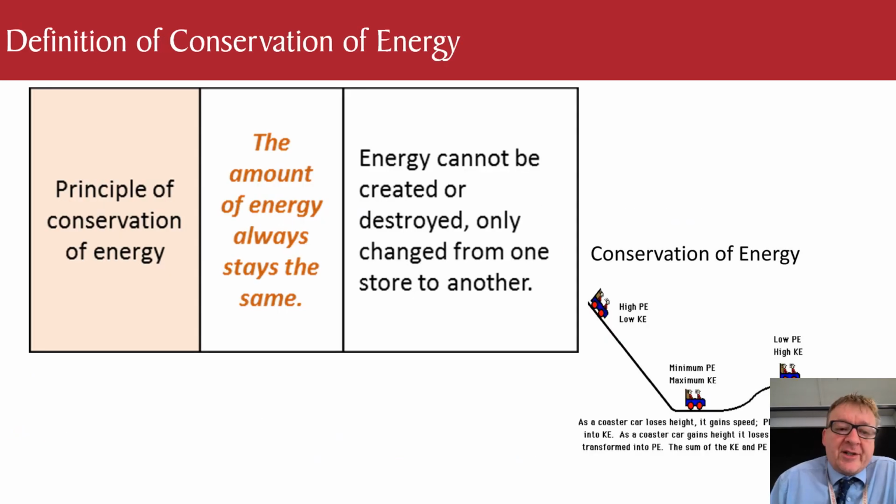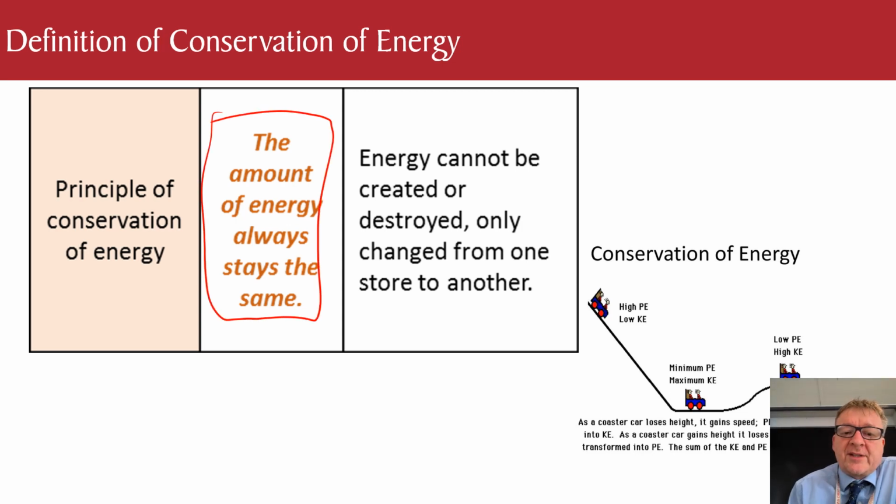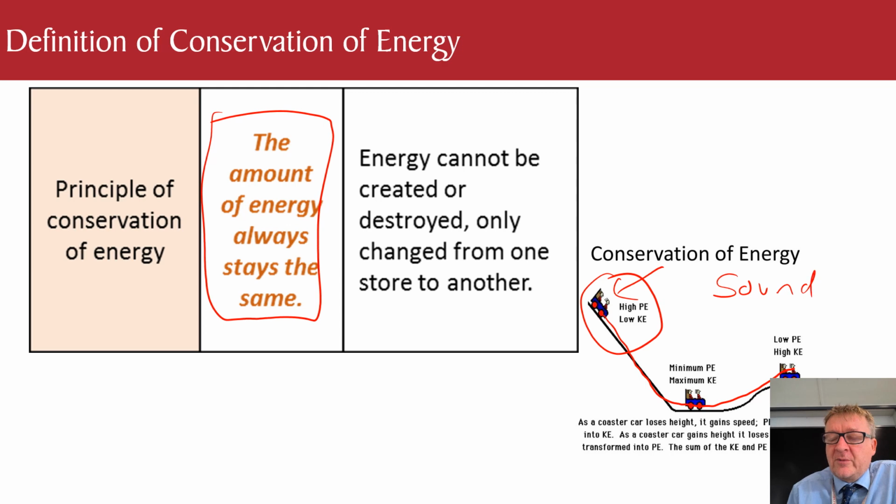Now, conservation of energy. The principle of conservation of energy is that the amount of energy always stays the same. So if I've got a little train and it's got high potential energy, low kinetic energy, I let go of it and it rolls down the hill. Then it goes up the other side, but what you've got to remember is energy is conserved. So you've got exactly the same amount of energy in the system as you had at the start. Now some of it might be lost, or changed into another store, like there might be sound given off, which is where energy is lost from this individual system.